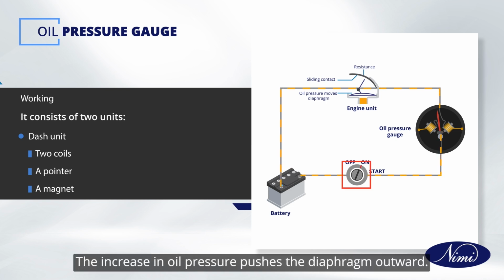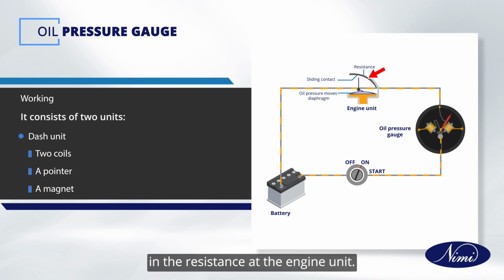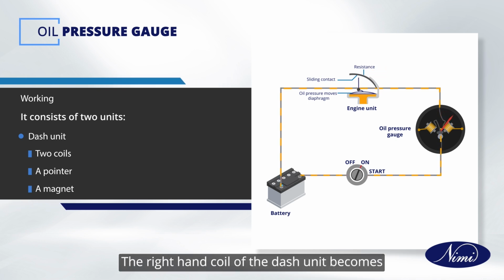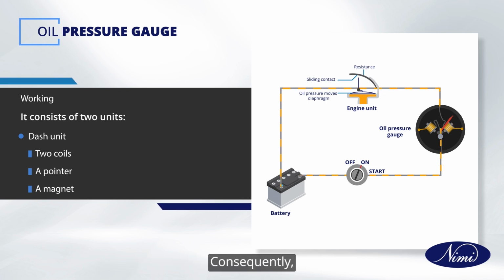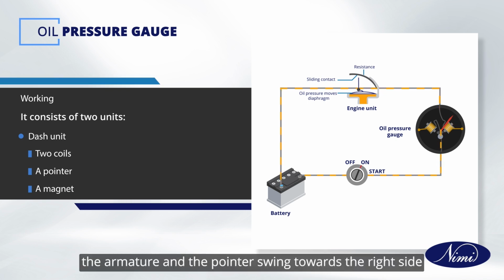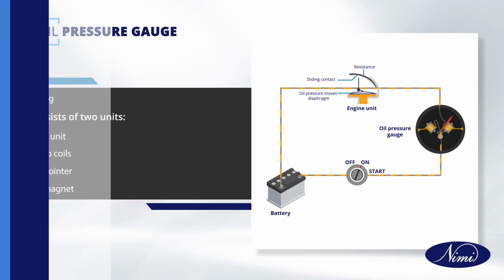The increase in oil pressure pushes the diaphragm outward. This action results in increase in the resistance at the engine unit. The right-hand coil of the dash unit becomes magnetically stronger than the left-hand coil. Consequently, the armature and the pointer swing towards the right side and indicate higher oil pressure.